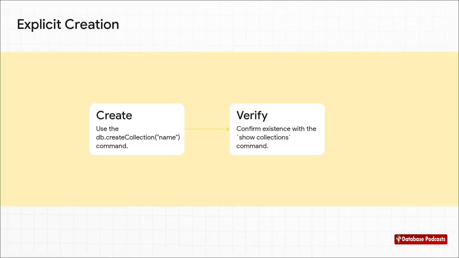But sometimes you want more control. Maybe you need to set up some specific options right from the get-go. And for that, you can absolutely create a collection explicitly. All you do is use the db.createCollection command and give it a name, like person here. And then you can immediately check that it's there with show collections. So you know for sure everything is set up just right before you start adding data.